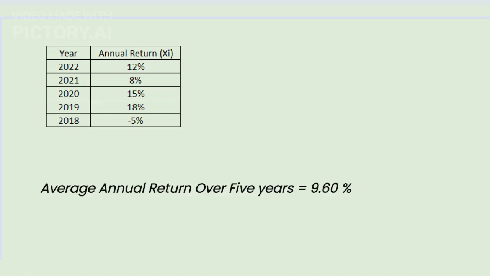If we look at the company A data, we can easily derive the average annual return over the last 5 years, which is simply the total of all annual returns divided by the number of years, which is 5. So the average annual return over 5 years is 9.60%.